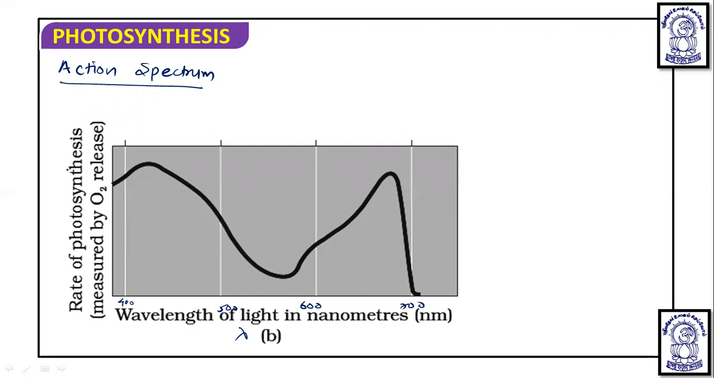Now, after absorbing light, what is the action? Action is the food synthesis, and in food synthesis, oxygen evolution occurs by CO2 fixation. So the rate of photosynthesis is measured by the oxygen release. The maximum oxygen release was observed at this peak, at this wavelength, that is about 430 near about, and near about 700. So this is the action spectrum, that this much oxygen evolution is observed along with this wavelength.